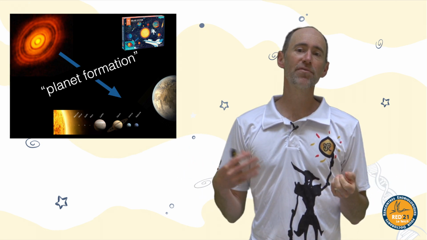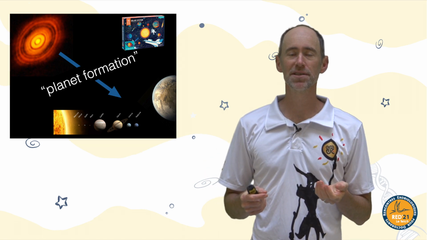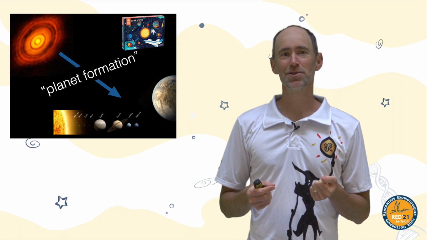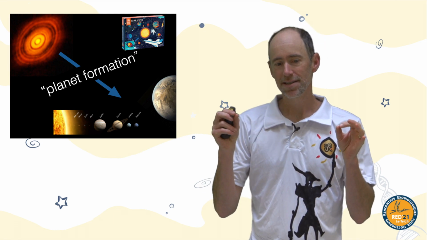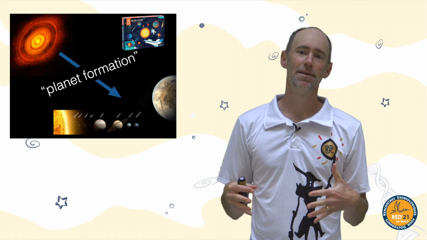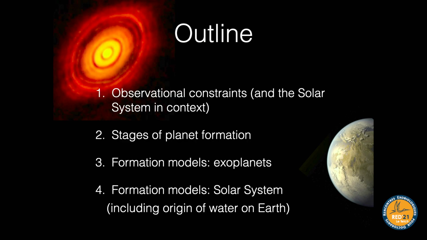And I like to think of planet formation as kind of a puzzle process. You can see this box of puzzle right there. You can buy a solar system formation puzzle if you want. So really planet formation is assembling different processes of planet formation into a coherent picture that explains the things that we see. So here's an outline of the parts that we're going to talk about here.